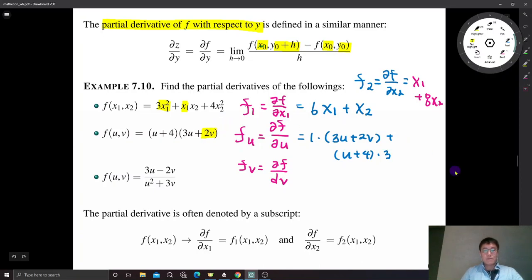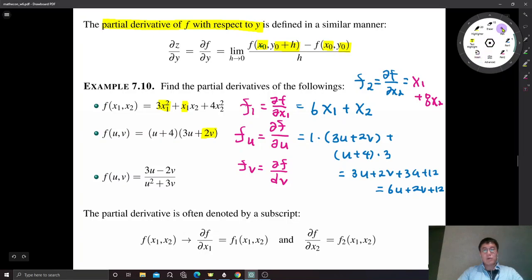I don't like simplification, but this is very simple algebra, so let me do that. 3u plus 2v plus 3u plus 12. So we obtain 6u plus 2v plus 12.